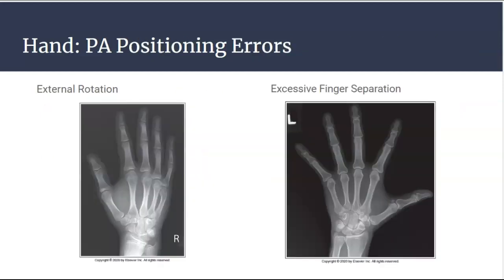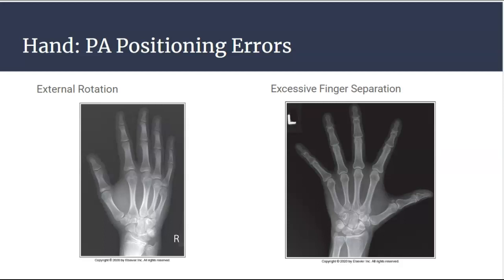So let's talk about hand rotation. Typically, if the hand is not fully extended and brought in flat against the IR, but is slightly flexed, it will typically rotate externally. In external hand rotation, you'll see narrowing or slight superimposition of the 3rd through 5th metacarpal heads and unequal soft tissue thickness with midshaft concavity on the sides of the phalanges.